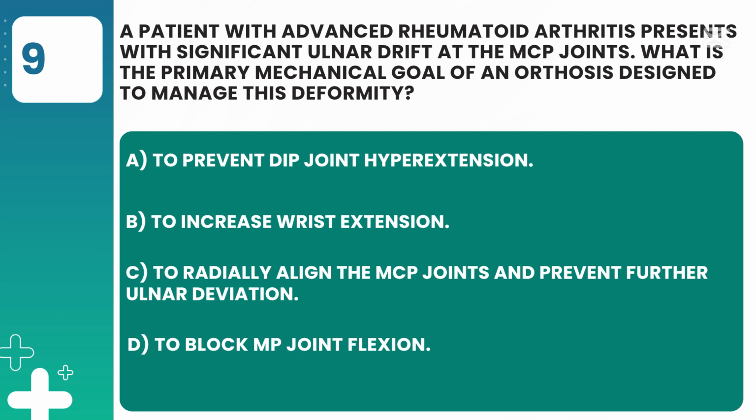A. To prevent DIP joint hyperextension. B. To increase wrist extension. C. To radially align the MCP joints and prevent further ulnar deviation. D. To block MP joint flexion.